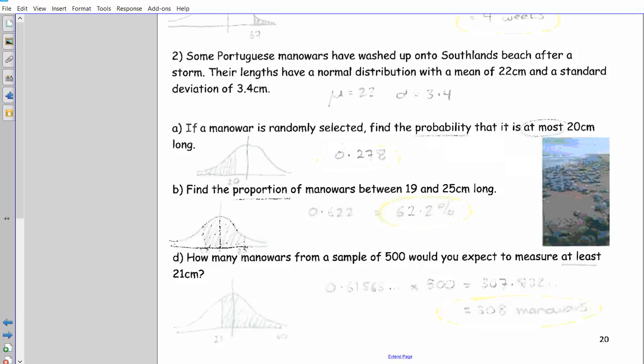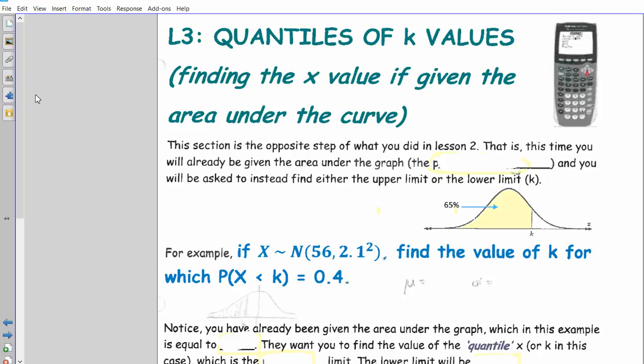So now let's move on to the lesson. Lesson 3, quantiles of K values. So basically it's the inverse step. Beforehand we were calculating what is the area if you know the boundaries. Now what we want to know is, if you're given the area, what is the boundary, like what is the X value? So this section is the opposite step of what you did in lesson 2. That is, this time you will be given the area under the graph, which is the probability, and you'll be asked to instead find either the upper limit or the lower limit.